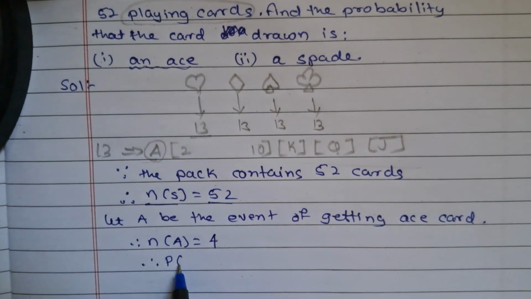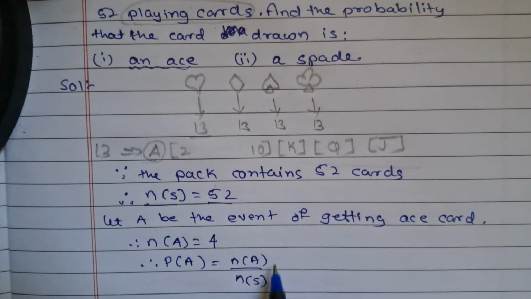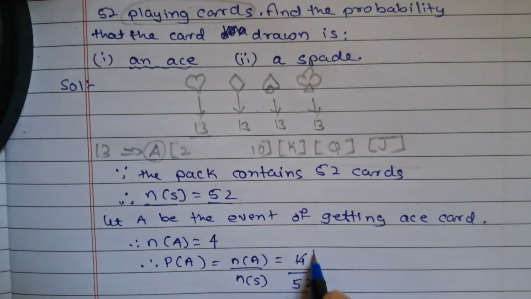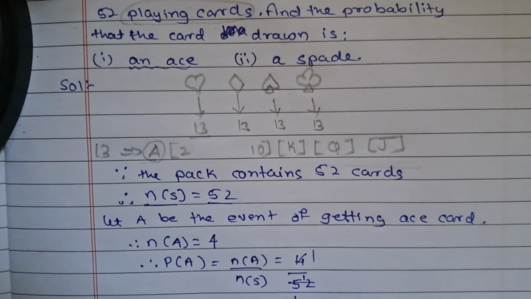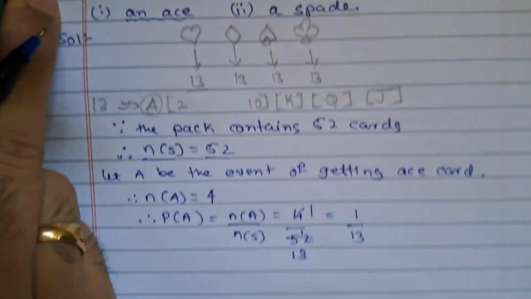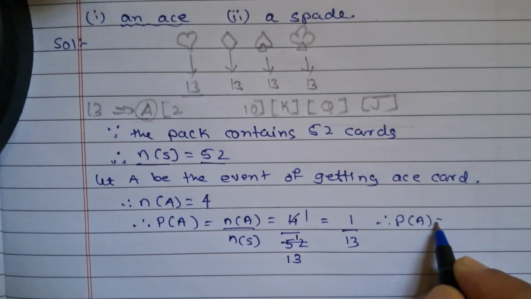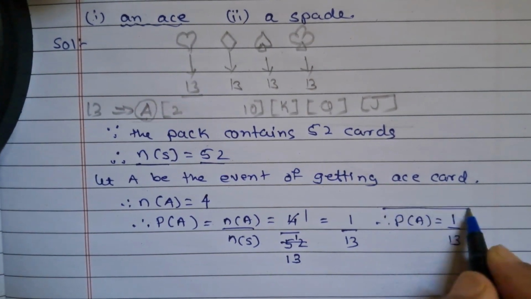Therefore, in order to get the probability of A, I will do n of A upon n of S, that is nothing else but 4 upon 52. And I believe we can cancel these. 4 ones are 4, carry 1, 4 3s are 12, so the answer is 1 upon 13. Hence we have the probability of A with us. Therefore probability of A is equal to 1 upon 13.